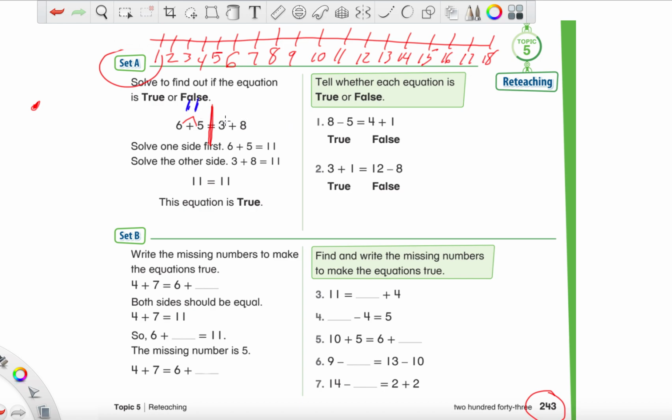Okay, now we got to add 3 plus 8. Alright, and if you're not too sure what 3 plus 8 is, again, we use a number line. So 3 is our start number, and then we need 8 jumps. 1, 2, 3, 4, 5, 6, 7, and 8. And we land on 11 again.